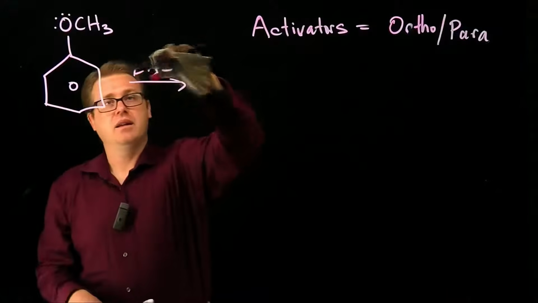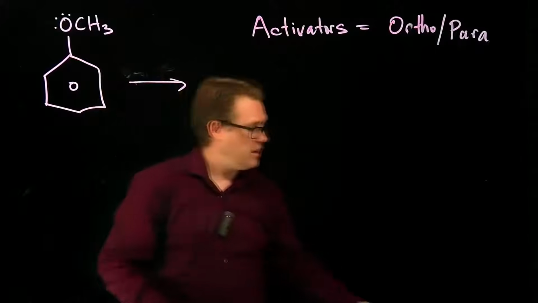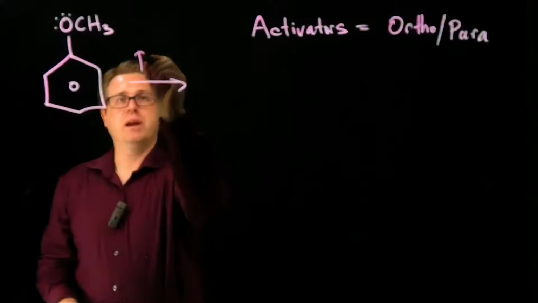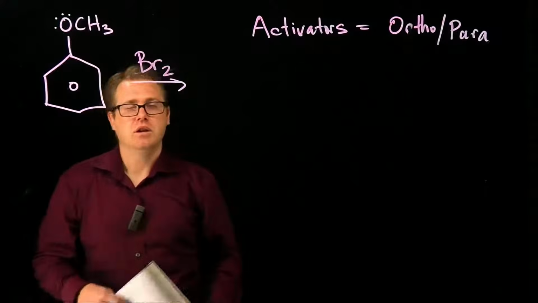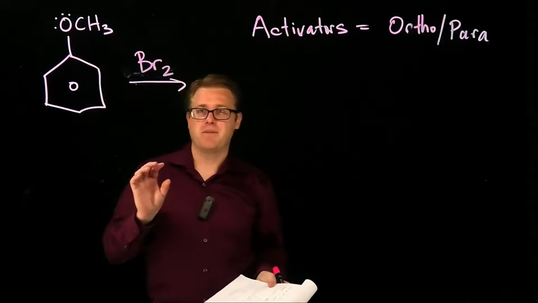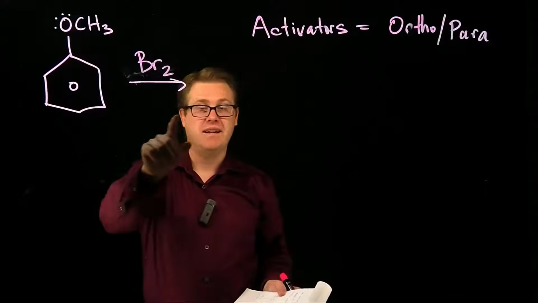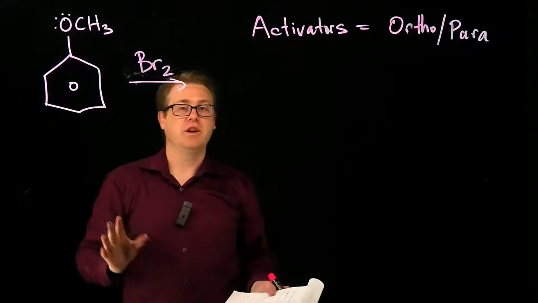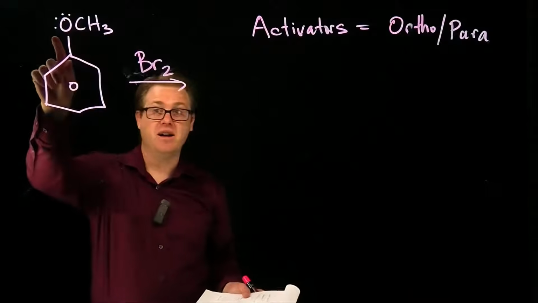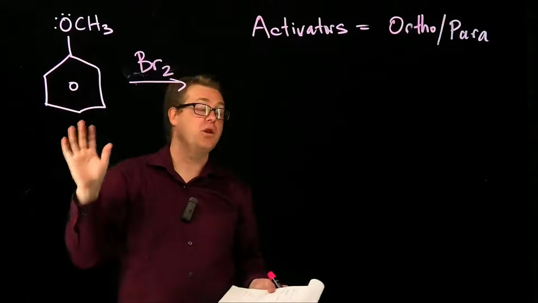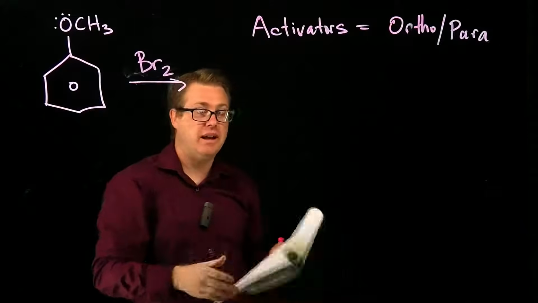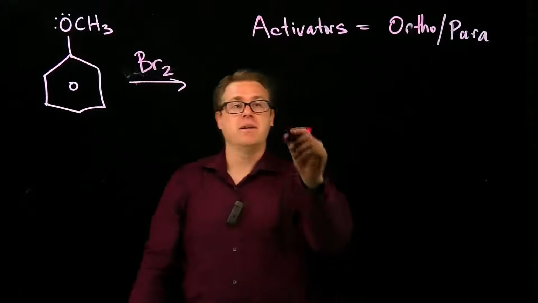If we take anisole and treat it with bromine, look at the reaction conditions. We're going to do a bromination. I'm not using any catalyst. I don't need to use any catalyst because the methoxy group has activated this ring so much, you don't need a catalyst. You just add bromine.